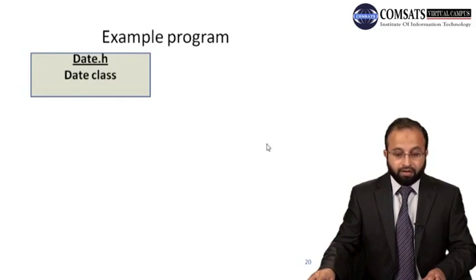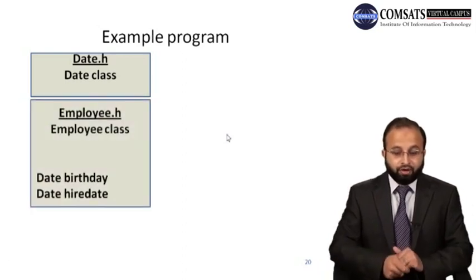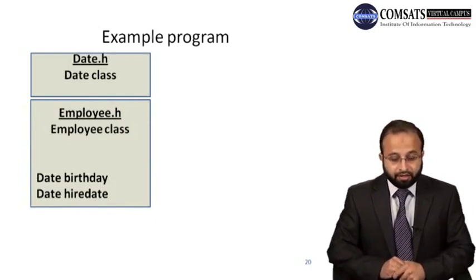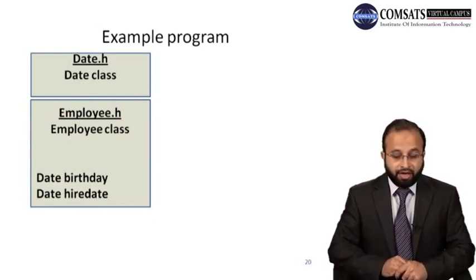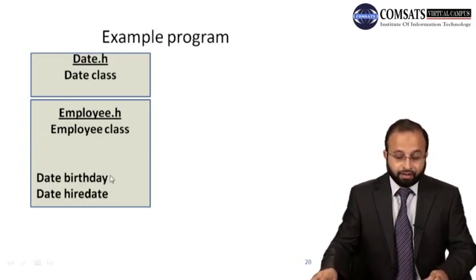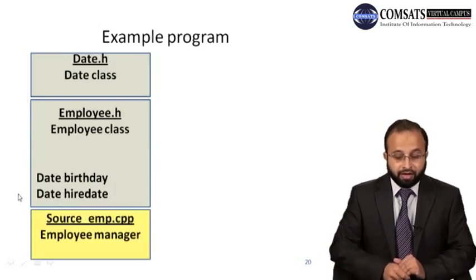Example program: let's say we have a date class, date.h, and this includes month, day, and year, that is the date, and an employee class that has the employee data and two objects of the date class. These are the birthday and the hire date objects. So the name of the object is birthday, which belongs to the class date, and hire date, which is also an object of date class. And then we have the source file. So these two are the header files.